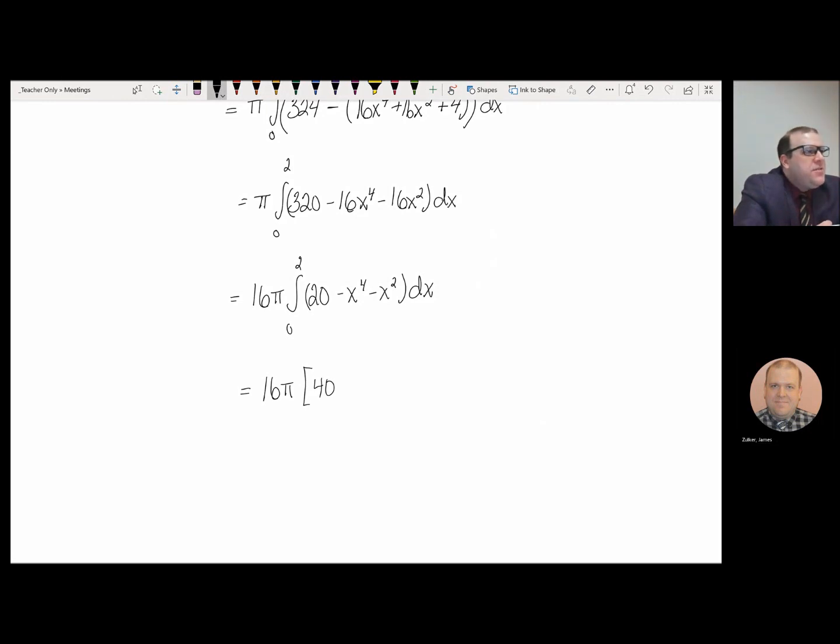First term is going to be 40. Right, 20 times the length. Minus. Second term, you should see, is going to be 2 to the 5th over 5. Minus. You should see 8 over 3. Right, 2 cubed over 3.